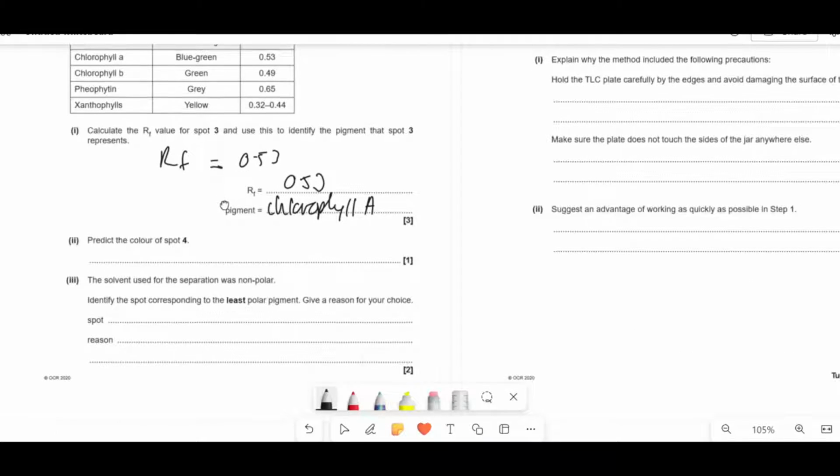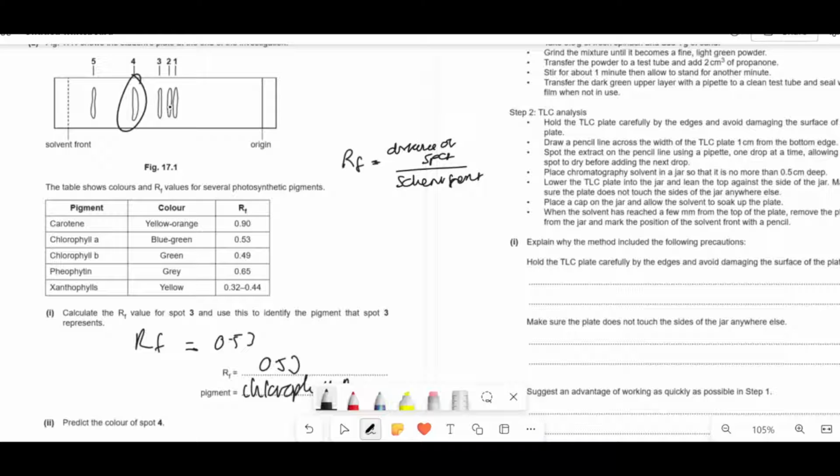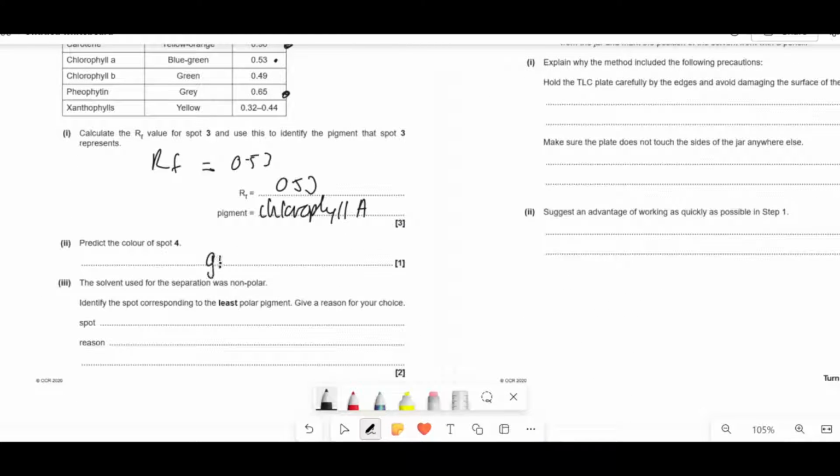So then it says predict the color of spot 4. If we look at spot 4, we know that this one now is chlorophyll A, which is here. Spot 4 has moved further, so it means it has a higher RF value, but it's not the highest because 5 is the highest. So it's the second highest RF value. If we look at what our options are, the highest RF value we can get is here, and then the next one is this. So that means that spot has to be gray.